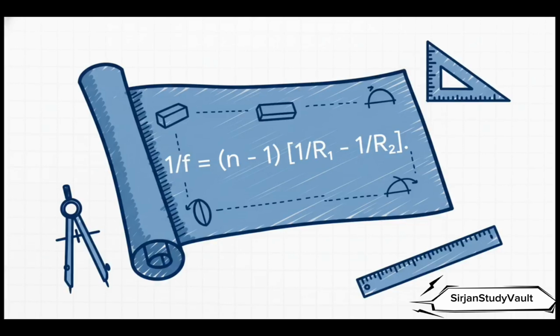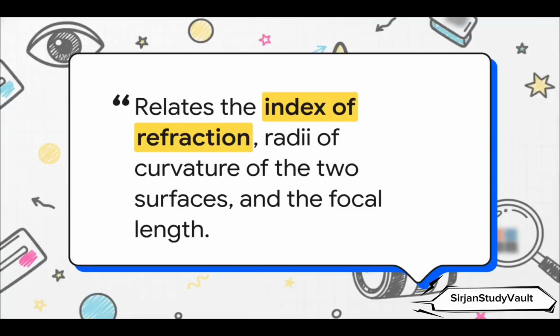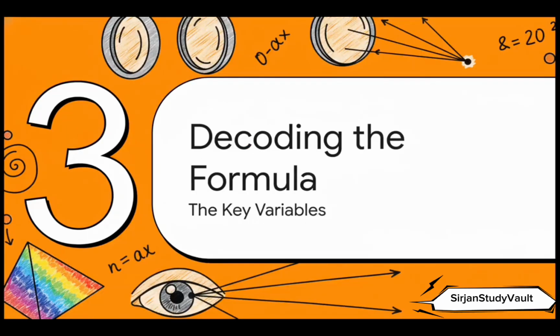This is the blueprint. And as Seban puts it so well, this formula is really just a bridge. It's what connects the physical stuff, the type of glass and the shape you give it, to the optical result you actually want, the focal length. So to use this bridge, we need to understand what each part of it really means. All right, let's dive in and decode this thing.